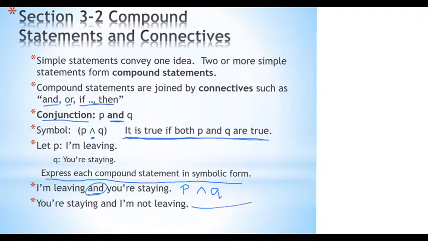The next one, I'm going to move it out over here so I have space. It says you're staying and I'm not leaving. If we go back and look, you're staying is Q, so we'll start with that. We have the keyword and, so I'm going to put my upside down V. And then it says I'm not leaving. I'm leaving is P, so I'm not leaving is the negation. We'll put the negation of P there.